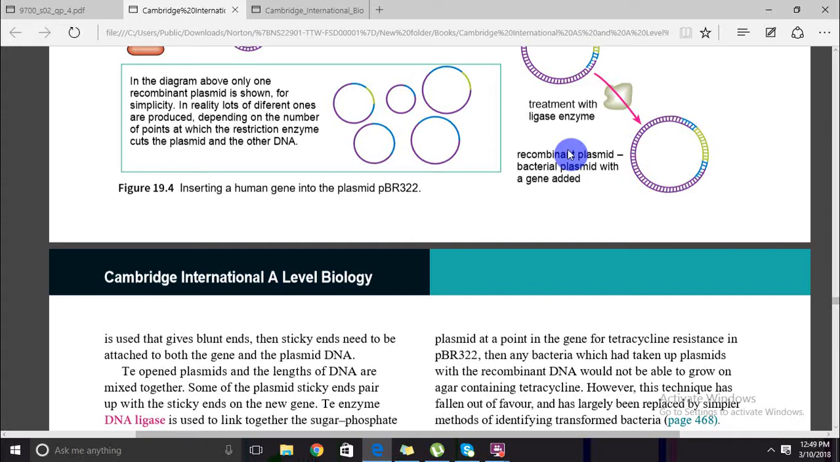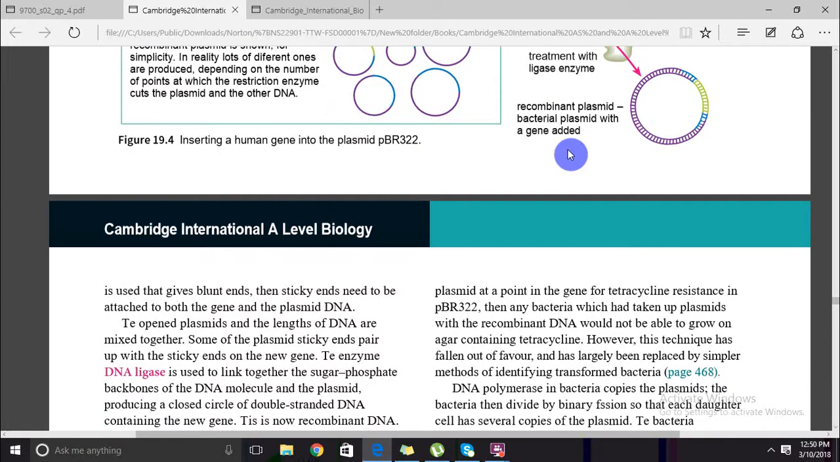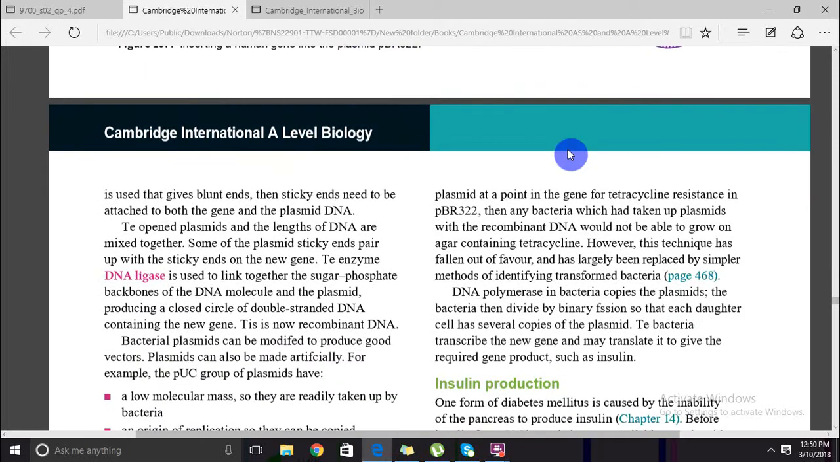And here the third enzyme mentioned in the syllabus, the ligase enzyme, comes and does its thing. It links together the sugar phosphate backbones of the DNA molecules and the plasmid, producing a closed circle of double-stranded DNA which now contains the new gene. And this is now recombinant DNA, which we just studied, right?